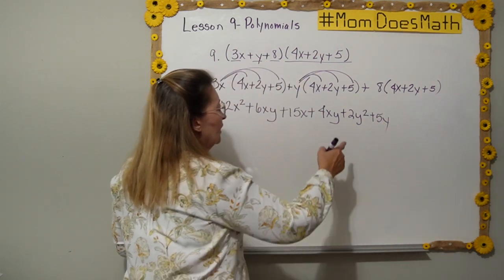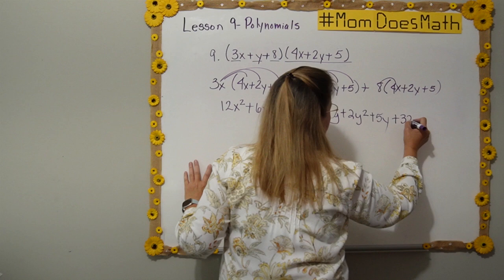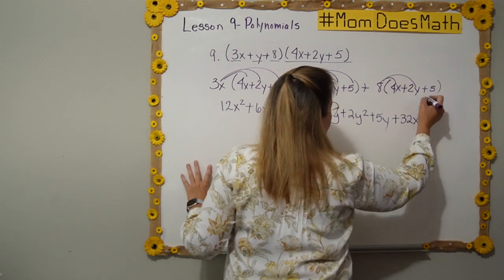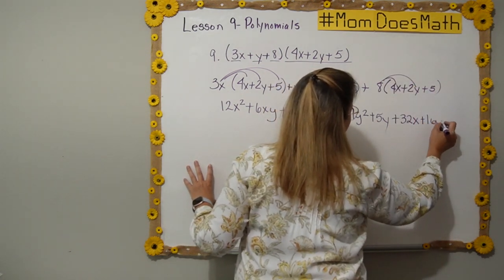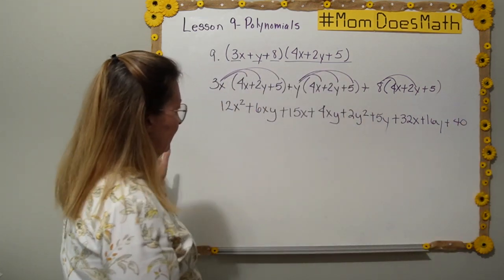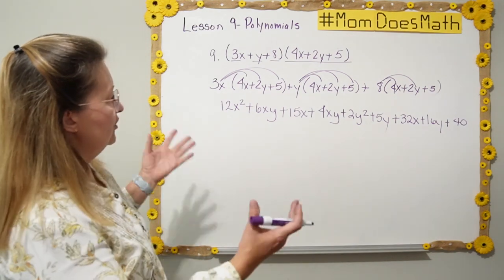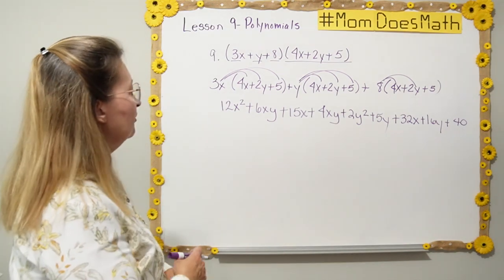All right, we get down here. And 8 times 4 is 32x. And 8 times 2y is 16y. And 8 times 5 is 40. That's a big old long thing in numbers. So let's be careful when we start combining terms. Make sure we don't lose anything.